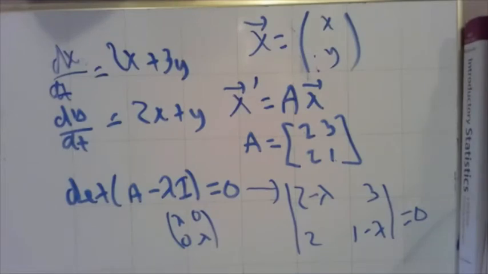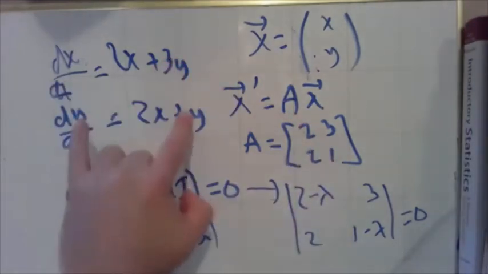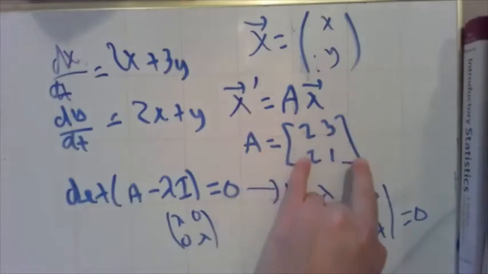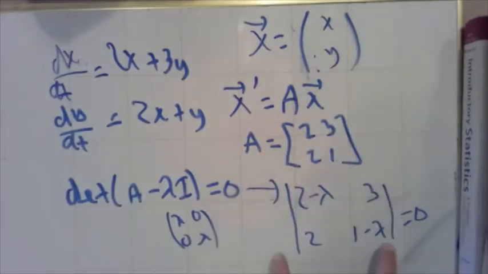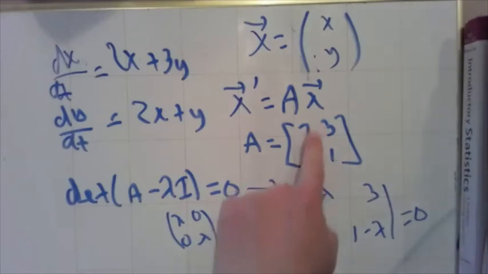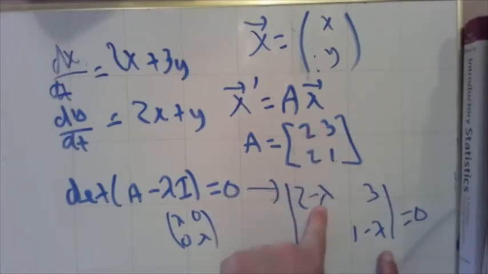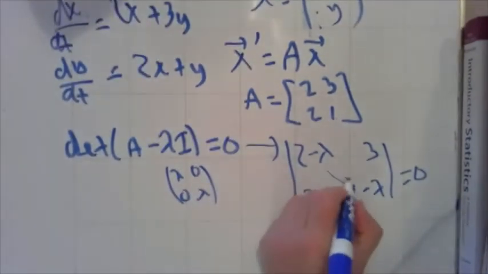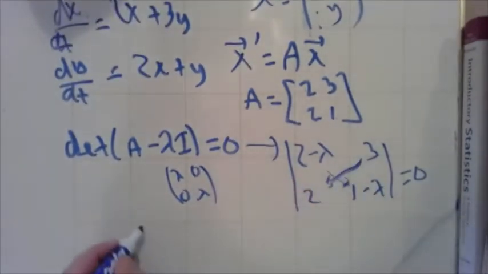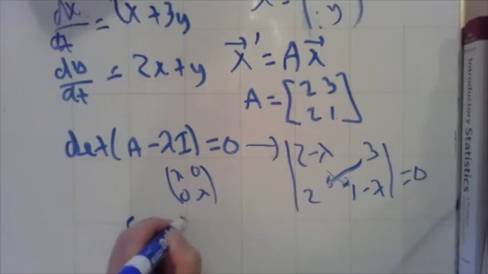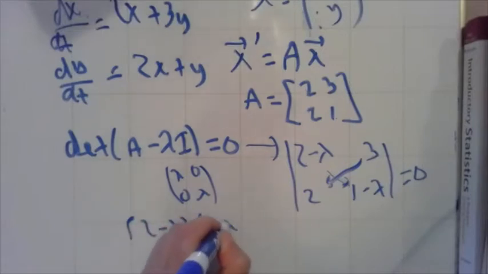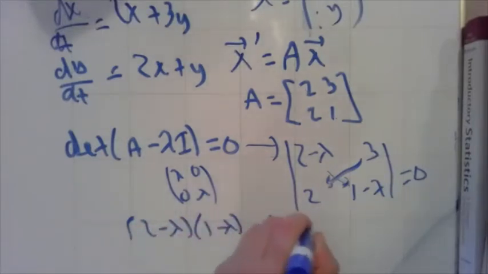So this is our first step. We write our system in matrix form, find our matrix A, and it's always the same thing: rewrite the matrix, but put minus lambda along the main diagonal. And then take this determinant. So remember, it's down minus down. So that's 2 minus lambda times 1 minus lambda minus 6 equals 0.